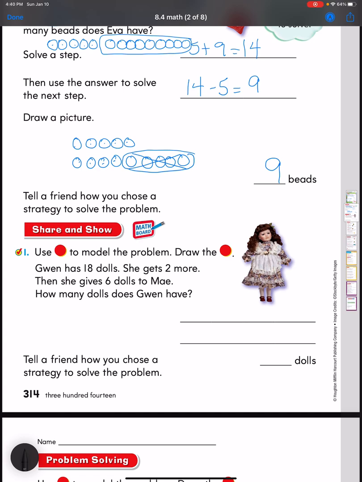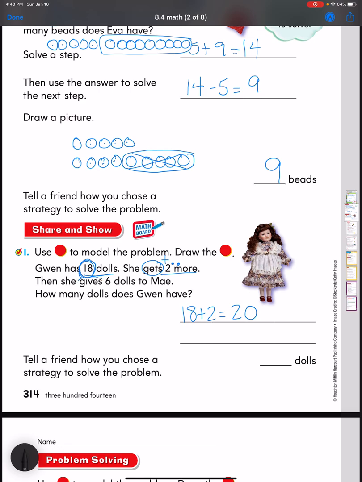Okay, so think about this. What do we know? We know that she had 18 dolls and then she got 2 more. That is telling us to add. I can use my count on strategy, so I can say 18 is a big number, so 18 and then 19, 20. So I counted 2 more. 18, 19, 20. So 18 plus 2 equals 20. That means Gwen has 20 dolls.